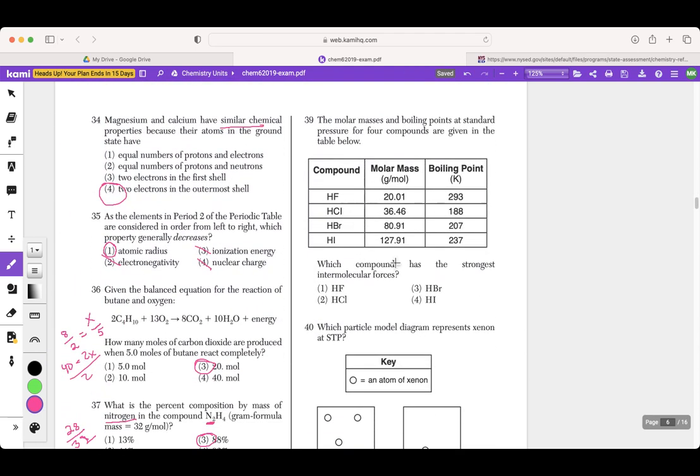39. Which compound has the strongest intermolecular forces? Strongest, you're looking at hydrogen bonding. Hydrogen bonding is not a type of bonding, it's a type of intermolecular force. For hydrogen bonding, I need hydrogen and either fluorine, oxygen, or nitrogen. I call this FON. So we're going to look for each one of these compounds that has both hydrogen and either fluorine, oxygen, or nitrogen. In this case, it could be hydrogen fluoride.